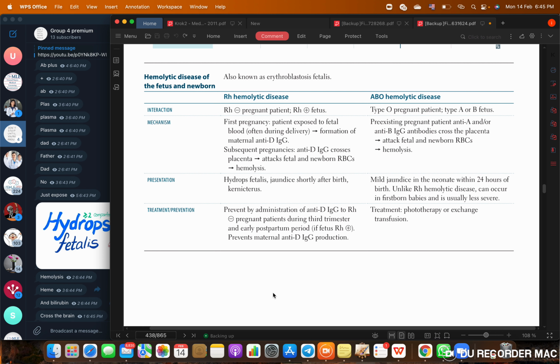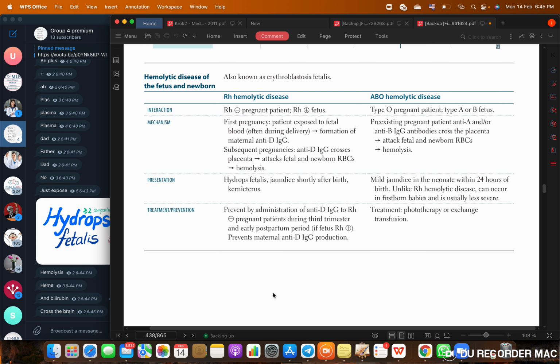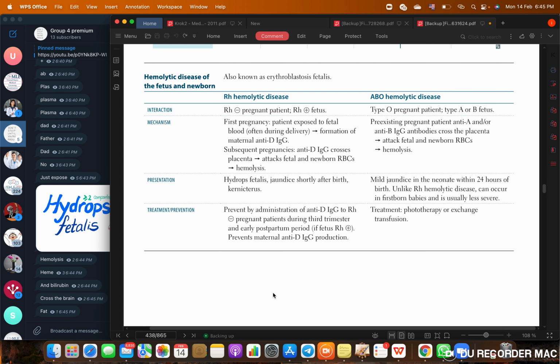Can somebody tell me, is unconjugated bilirubin water soluble or fat soluble? Exactly, it's fat soluble, so it can cross the blood-brain barrier and accumulate inside the basal ganglia, leading to kernicterus. Okay, what is the treatment and how do we prevent it?